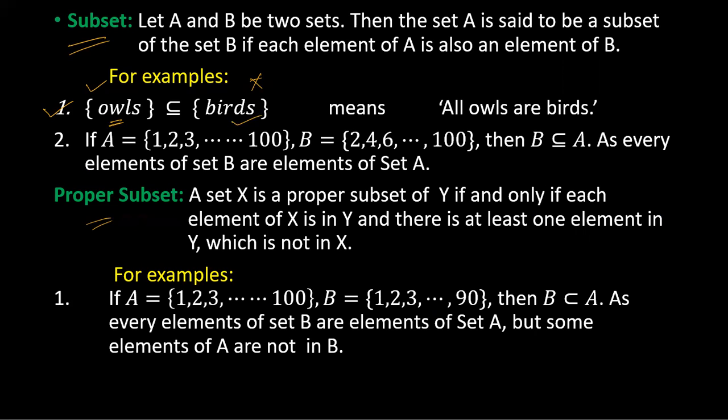In the same way, if we define A containing 1, 2, 3, 4, 5, 6, 7 till 100, and the set B takes only even numbers till 100, then each element of the set B is contained in the set A. So B is a subset of A. Even if we take, let's say, 1, 2, 3, we can say this is also a subset of 1, 2, 3.